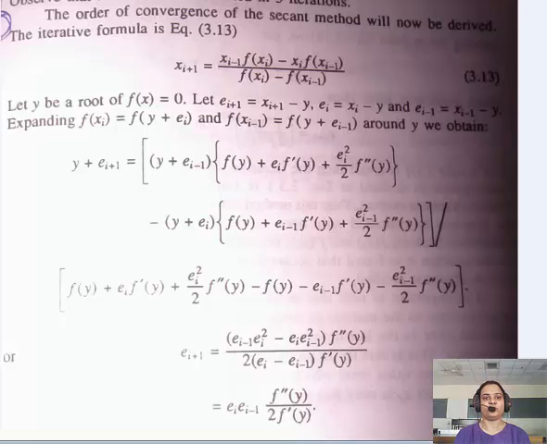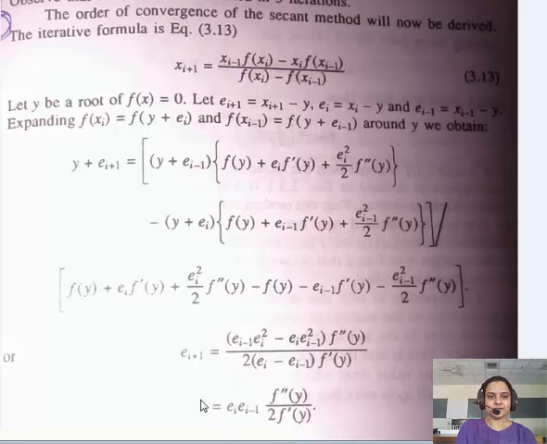Let us start with finding or deriving the order of convergence of the secant method. So here we can see a derivation of the order of convergence of the secant method. First of all, let us take the iterative formula of the secant method. As we all know, the iterative formula of the secant method is x_{i+1} equals x_{i-1} f(x_i) minus x_i f(x_{i-1}) upon f(x_i) minus f(x_{i-1}), where x_i denotes the point and f(x) denotes the function at the corresponding point x.